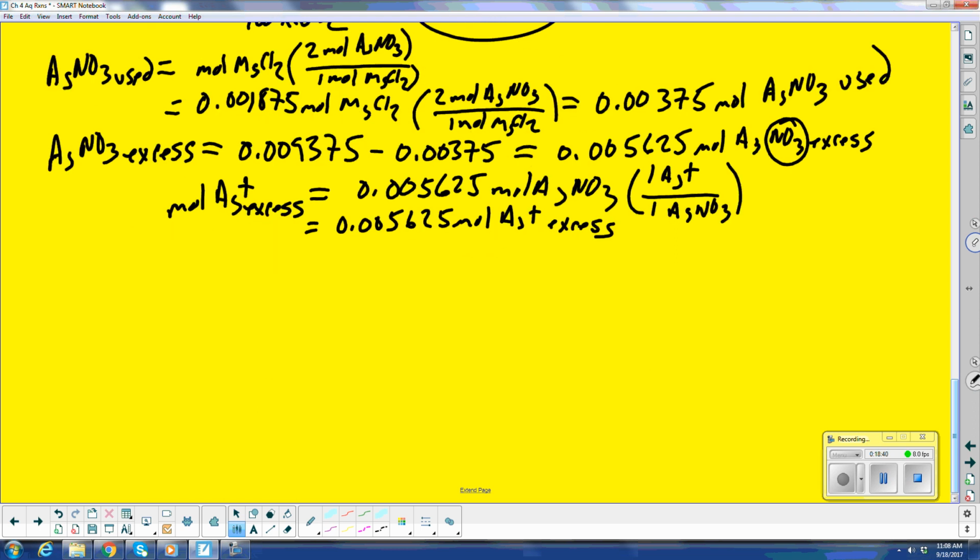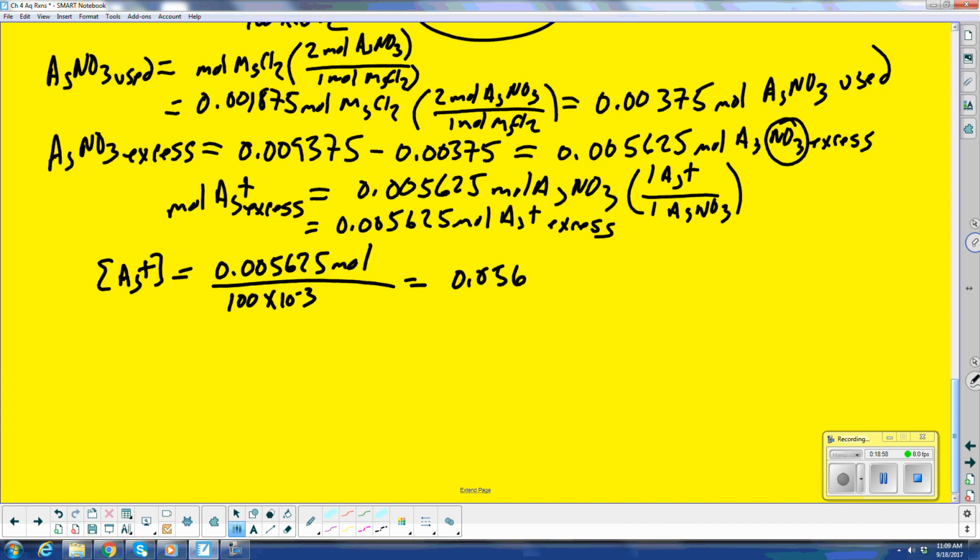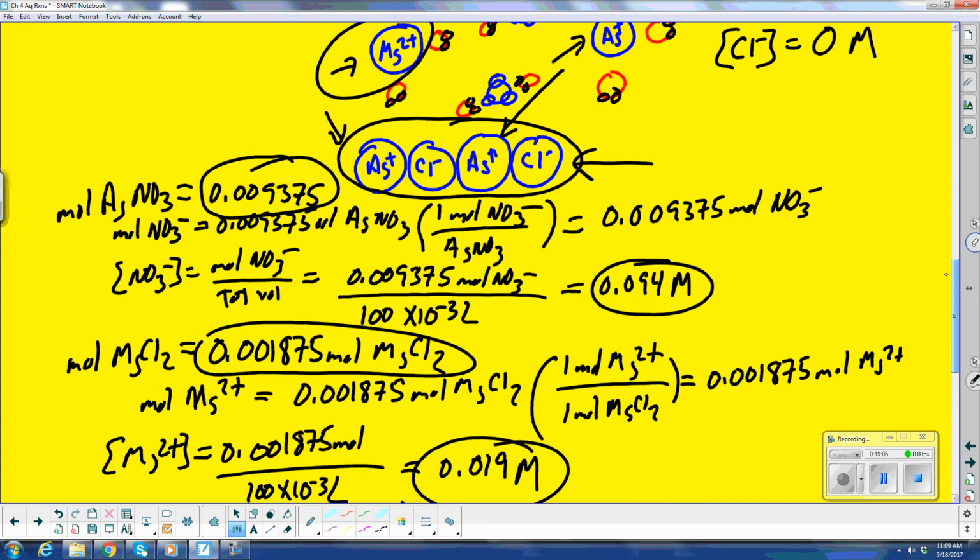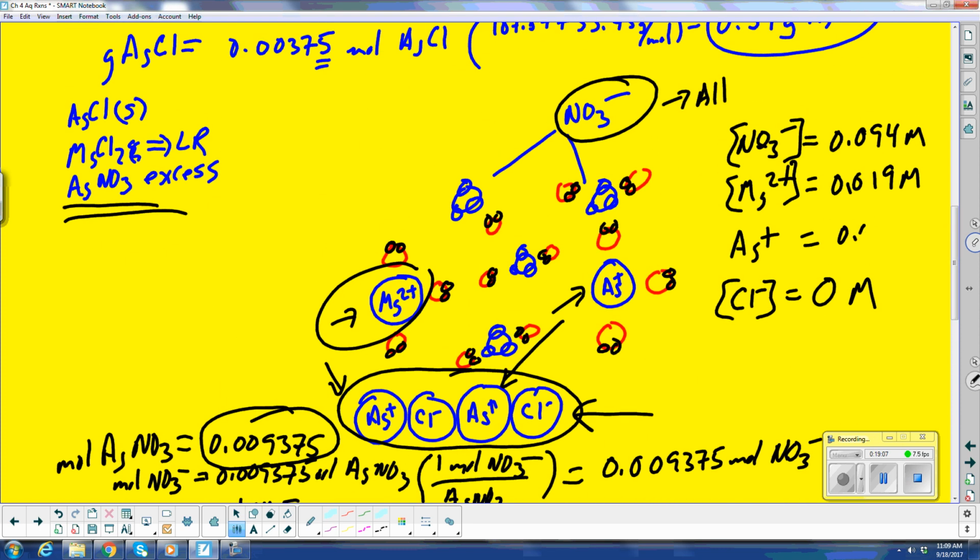So then what's my concentration of Ag+? Well, it's going to be 0.005625 moles. And once again, I have to divide by my total volume, 100 times 10 to the minus third, which will be equal then to 0.056 molar. Cool. So there you have it. 0.056, right? 0.056 molar. And there's my answer.